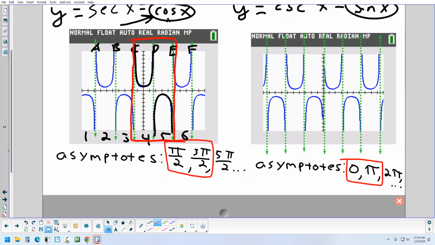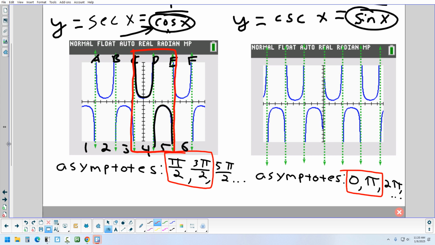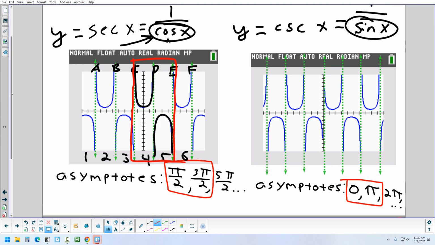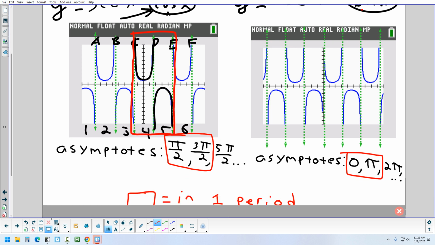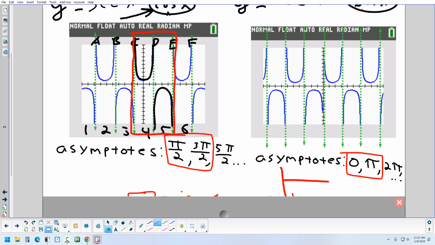And as far as where you get asymptotes, if you wanted to figure out what your asymptotes are for cosecant, look at what's in the bottom of the fraction. Sine. Draw a picture of sine and mark everywhere that it crosses the x-axis. It crosses the x-axis at 0, 1 pi, 2 pi, 3 pi, 4 pi. That's where it crosses. That's how I came up with these asymptotes.